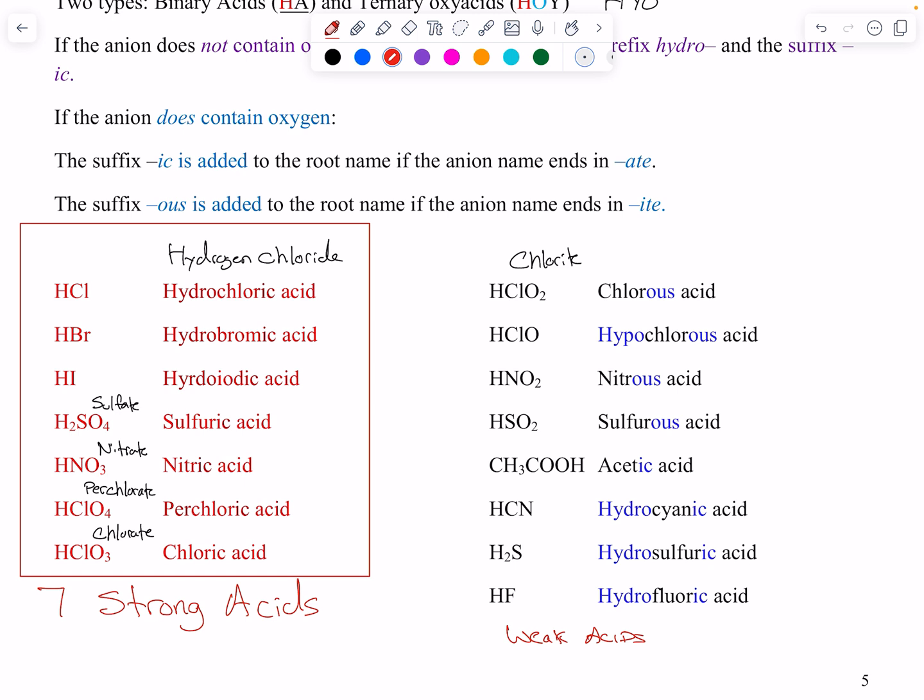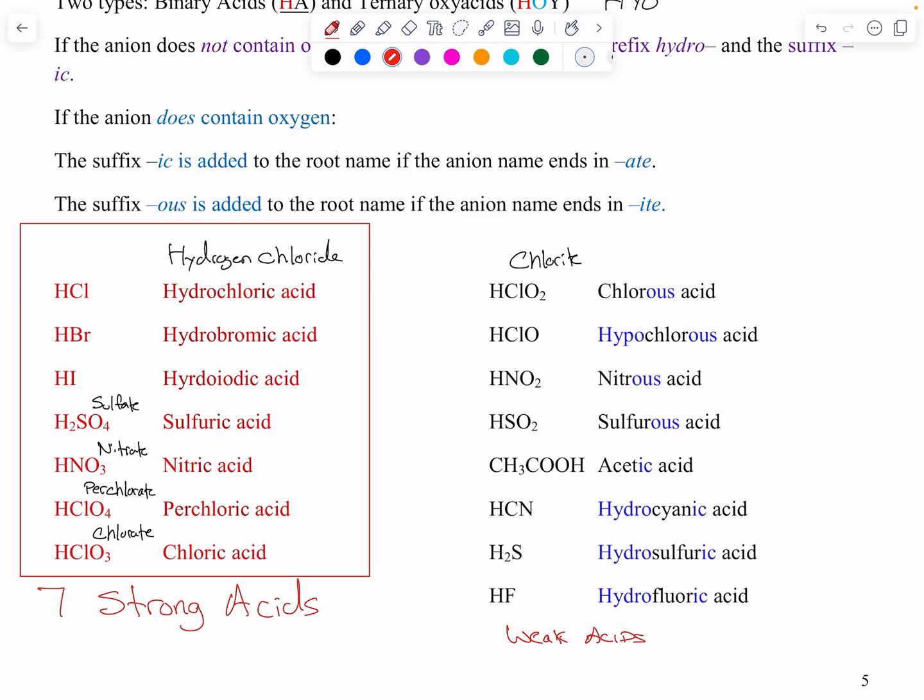But you can start to know the 7 strong acids. And it's the middle 3 halogens. Right, so not fluorine, not astatine, but chlorine, bromine, iodine. And then there's 4 polyatomic ions: sulfate, nitrate, perchlorate, and chlorate. Those are your 7 strong acids.